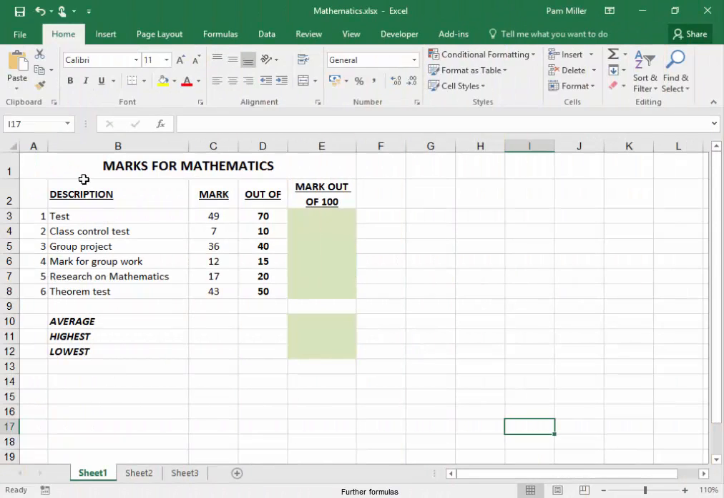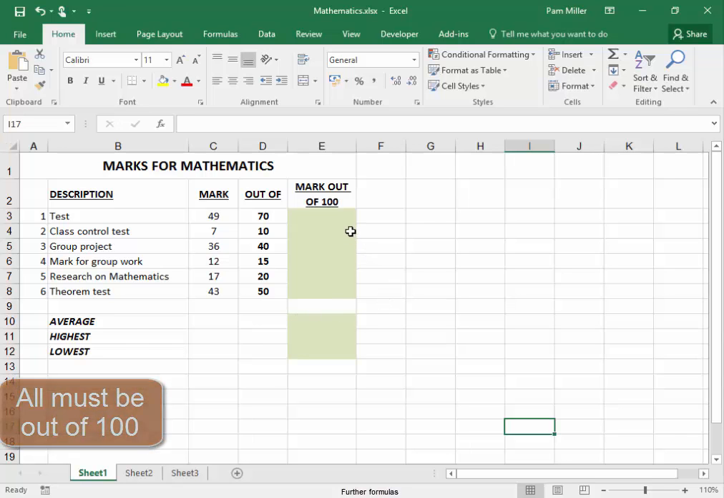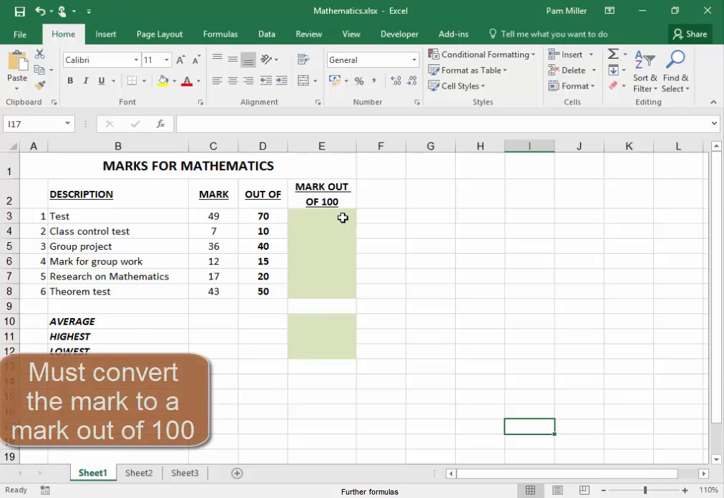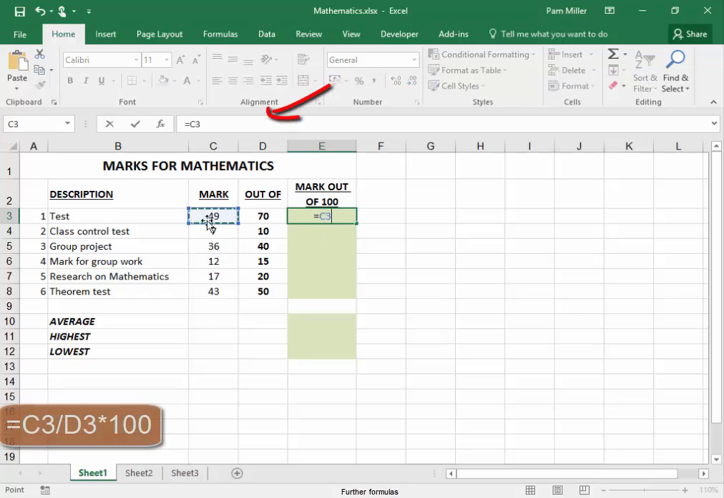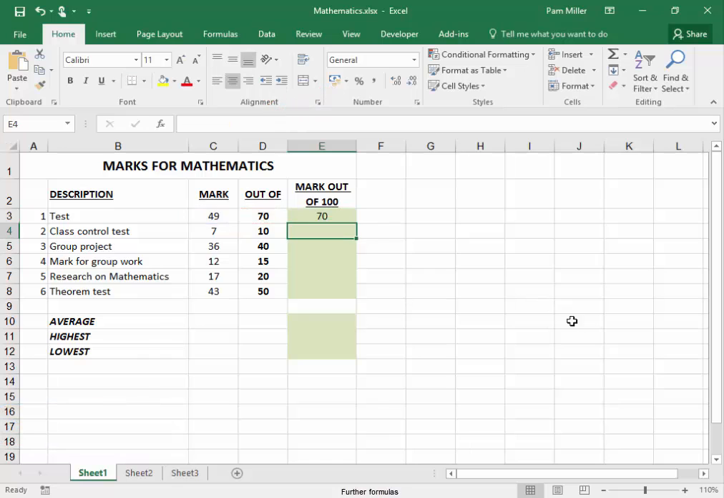In the spreadsheet, we have the marks for mathematics. There are many different assessment items out of different amounts. All of the items must be out of 100. We're going to convert the mark to mark out of 100. Equals that cell divided by that cell, multiplied by 100.